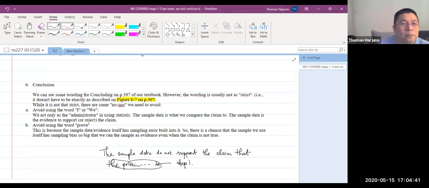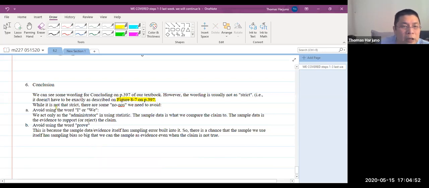Now next, let me erase that first. The no-nos, the sudden death. If you do these 2 things, then I have to mark you off right away for that last step. First one, avoid using the word I or we. Do not say I support the claim or we support the claim. No, we are not putting ourselves on the fire line. We are not the one who does the judgment. We are just administrators. The real judge is actually the sample data, the evidence. It's the evidence that supports or does not support the claim. Not I, not we.